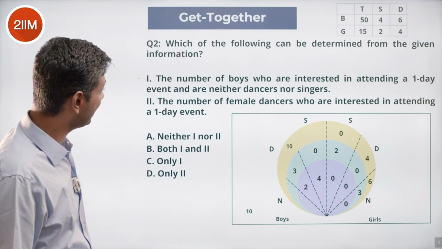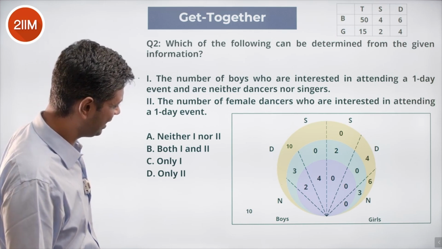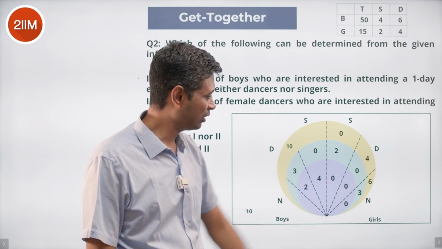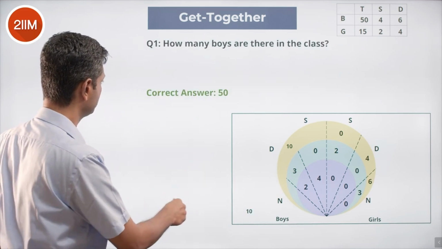The number of female dancers who are interested in attending a one-day event. Female dancers, one-day event, of course, that can be answered. 2 can be answered, 1 cannot be answered, only 2.